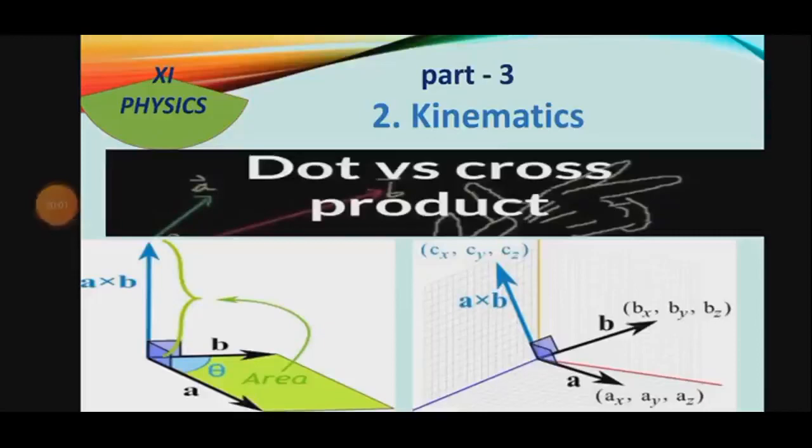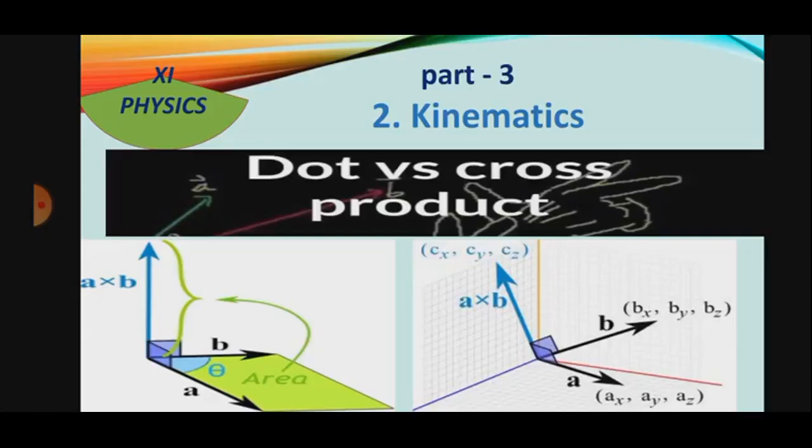Hi students, today is the 11th standard physics, lesson 2, kinematics, part 3 class. In this video we will learn about multiplication of vectors and discuss the dot product and cross product.